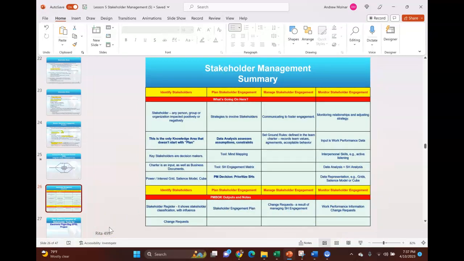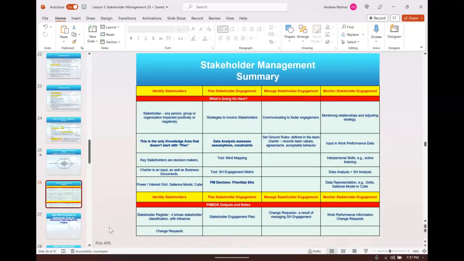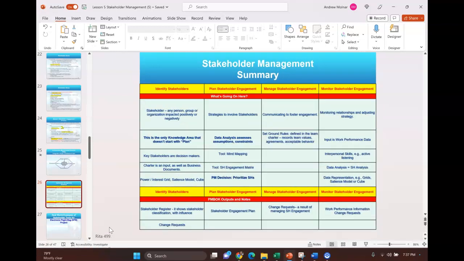You want to make sure that we understand how to engage with stakeholders, the stakeholder performance domain, tailoring the performance domains with and for the stakeholders, leadership styles, and leadership skills. Okay, let's do communication next.